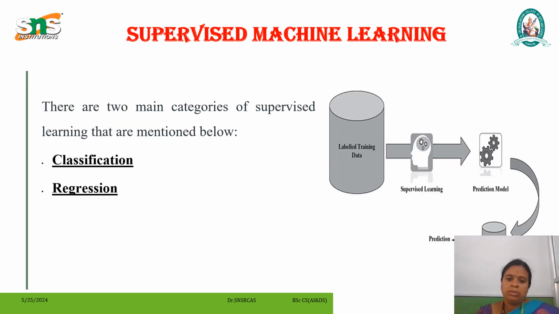Next one, supervised machine learning. Supervised machine learning is defined as when the model gets trained on a labeled dataset. A labeled dataset has both input and output parameters. In supervised learning, algorithms learn to map points between inputs and correct outputs. It has both training and validation datasets labeled. There are two main categories of supervised learning mentioned below. First one is classification and another one is regression.